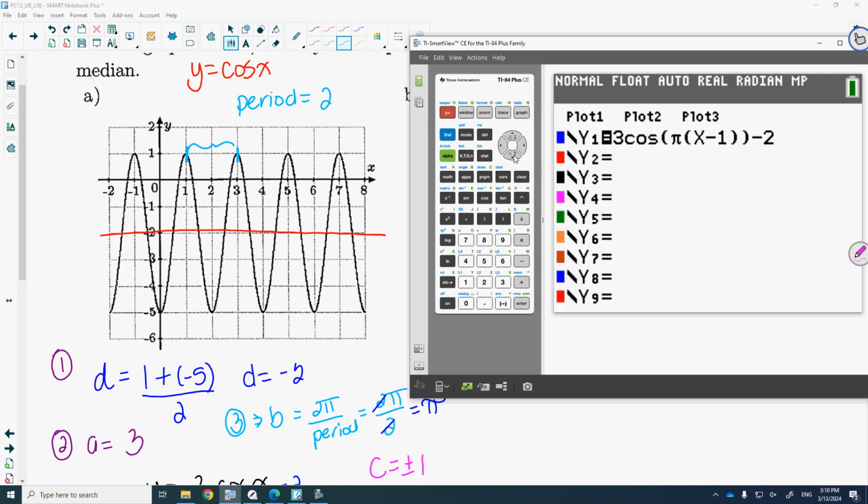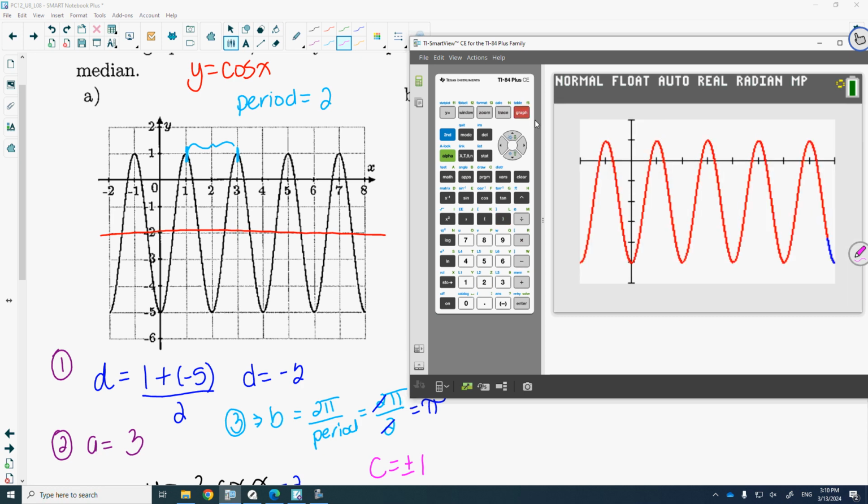So I could also, if I wanted to, in y2 type this exact same equation, but I'm going to put a plus here. So 3 cosine of my b value, and then x plus 1, and then minus 2. And it would give me the exact same graph. So this is just a really good way to verify that you are correct.